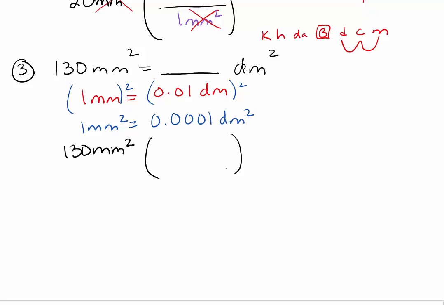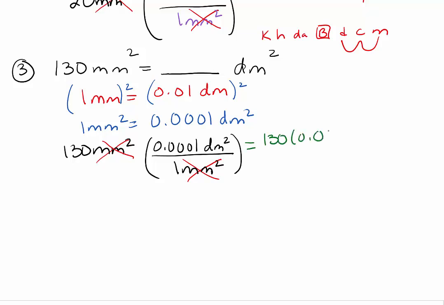Take the original problem, multiply it times what we want, which is the 0.0001 decimeters squared. What we want to get rid of goes in the denominator, which is the 1 millimeter squared. Double check. The units and the exponents have to match. We end up with 130 times 0.0001. And again, that means moving our decimal place 1, 2, 3, 4 places.